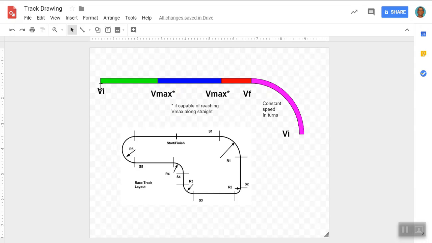Straightaway is made of 3 sections. We have a section that we speed up. We have a section that we're maintaining our maximum constant velocity, and then a section that we're slowing down before we get to the next turn. At the end of this braking section, you see our final velocity becomes the speed that we go through this turn, which is the next turn's initial velocity.